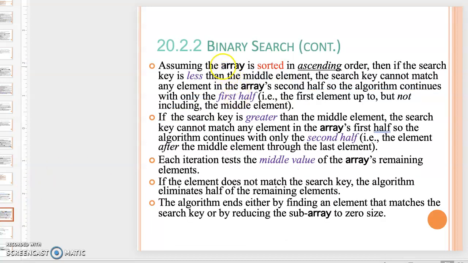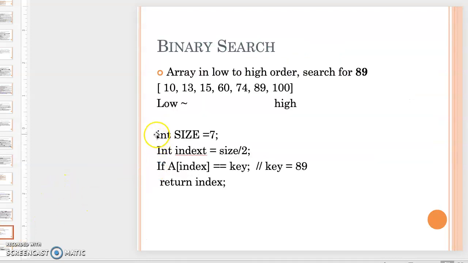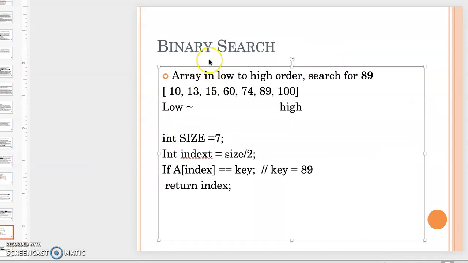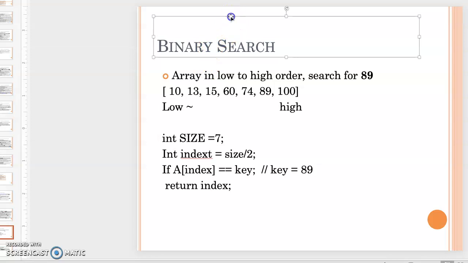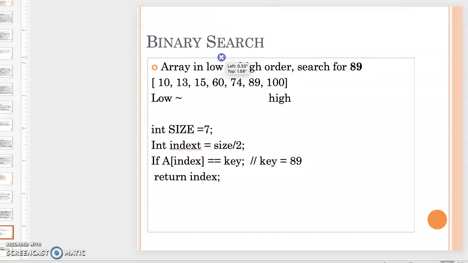Usually the array needs to be sorted in ascending order. If we have an array already in sorted order, then we can perform the binary search. So we see here an example of how we will perform the binary search. Here you see the array example, we have 7 elements.